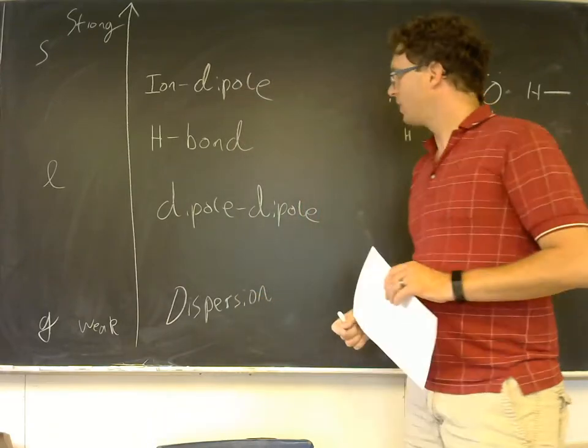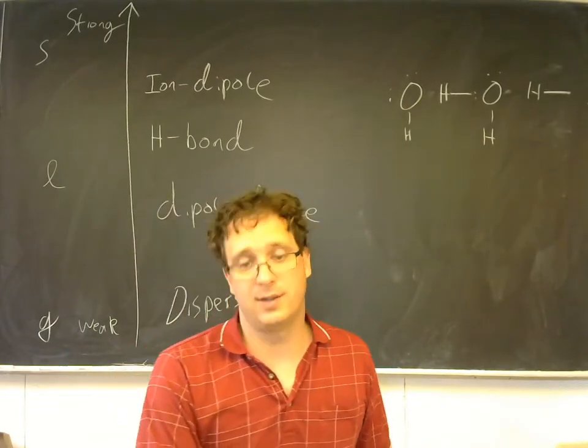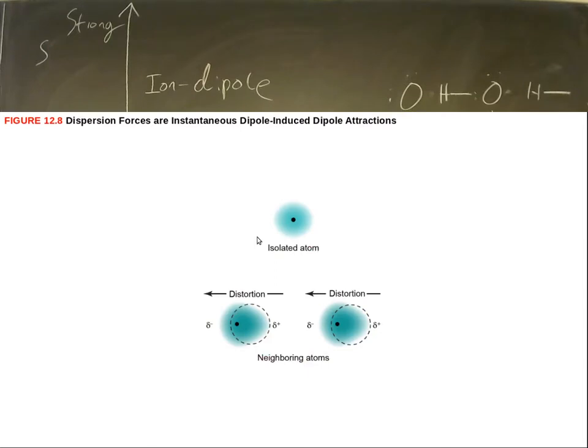So dispersion forces occur in molecules that have no net dipole, so nonpolar molecules. And you can see how an isolated atom is surrounded by a cloud of electrons. Those electrons are in constant random motion, and they have the shapes that are a little bit familiar to you from Chemistry 1210, the p orbitals and the s orbitals and the d orbitals. But on average, it looks basically like a spherical cloud of electrons surrounding a nucleus.